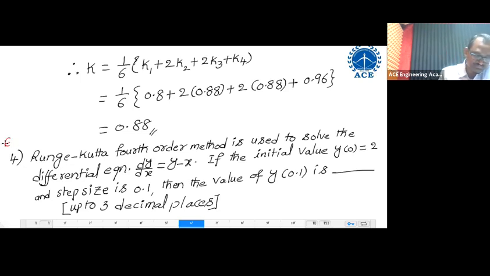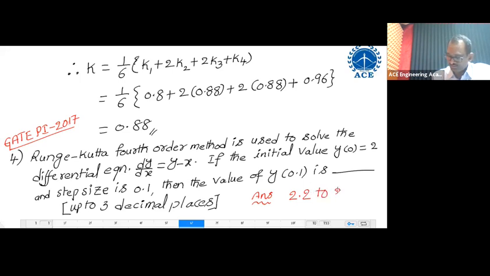This problem was given in the GATE production engineering 2017. The answer is any number you write between 2.2 and 2.3, that would be the right answer. Next.